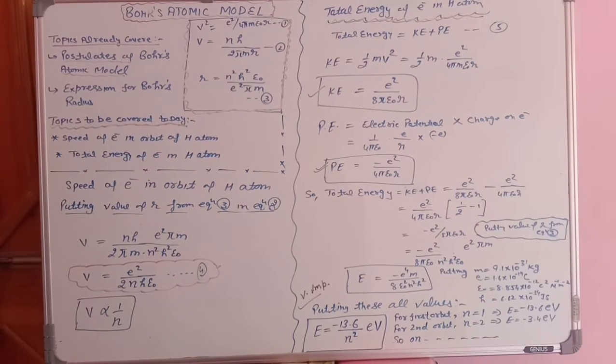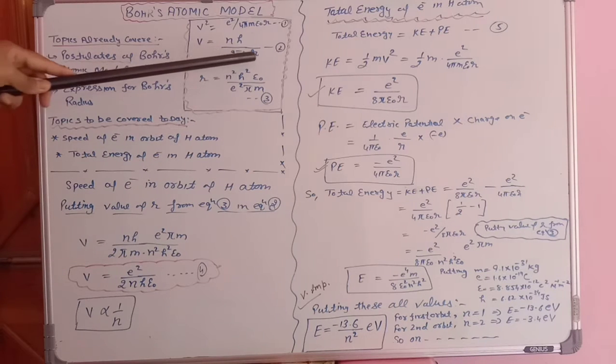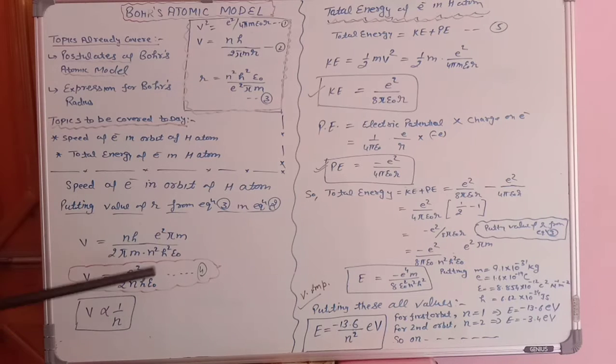So what you will get here: v is equal to n h upon 2 pi m, same as it is. Instead of r I will put this value, n square h square epsilon naught in the denominator, e square pi m in the numerator. Now cancel the terms which can be cancelled, and at last you will get the value of v equal to e square upon 2 n h epsilon naught. Everything else is constant, so velocity is inversely proportional to n, where n is your orbit: first orbit, second orbit, third orbit, and value is 1, 2, 3, 4, and so on.